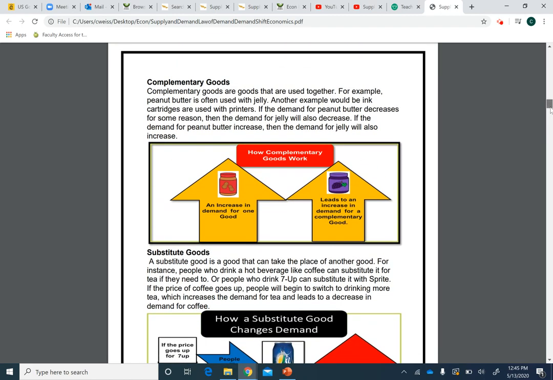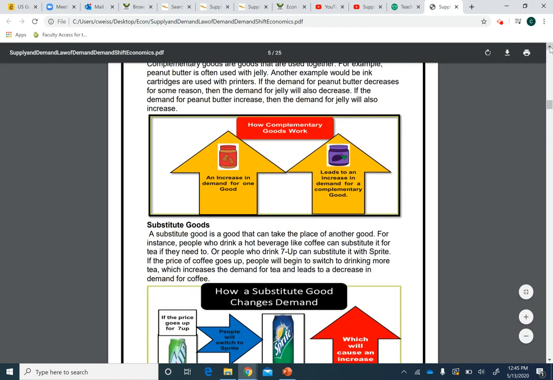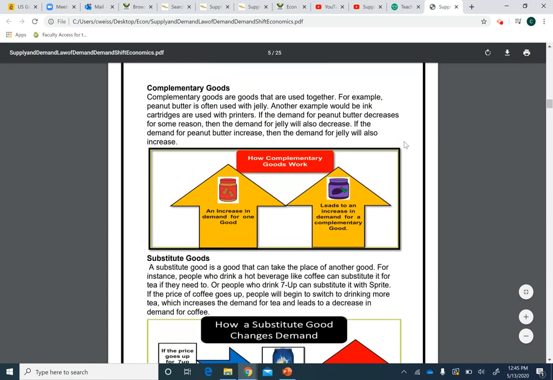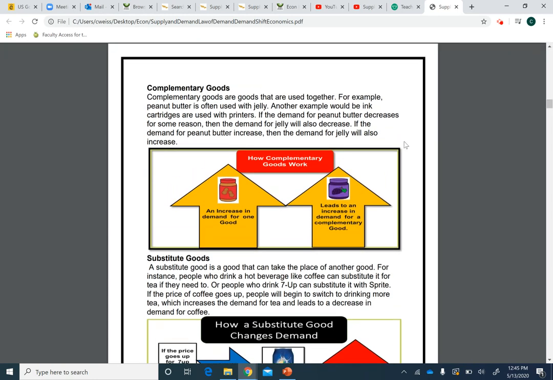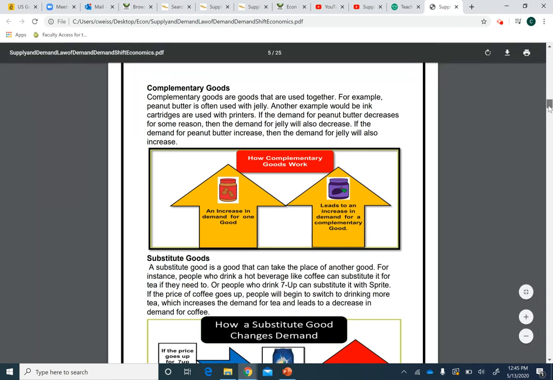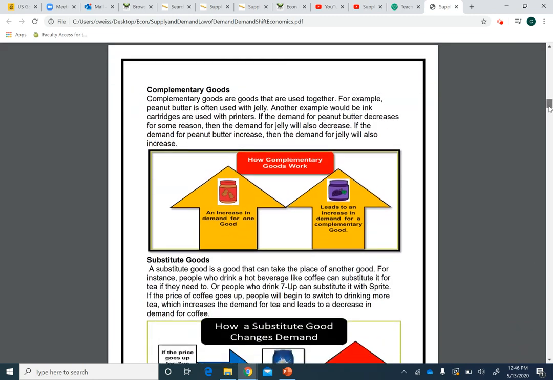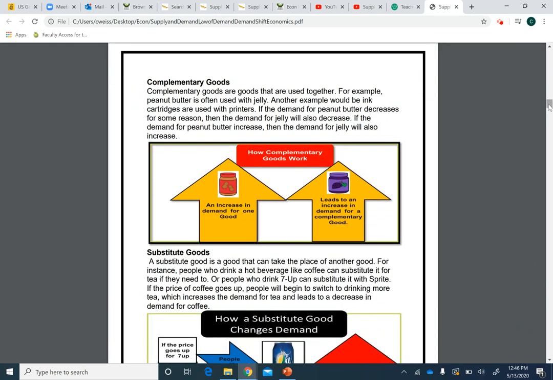Let's look at complementary goods, right? Complementary goods are goods that are used together. Like peanut butter is often bought with jelly, or ink cartridges and printers. If the demand for ink goes up, then the demand for printers will also go up. Same thing with jelly, right? For example, like people getting puppies during quarantine. If the demand for dog cages goes up, the demand for dog food will go up too because they are related to one another.